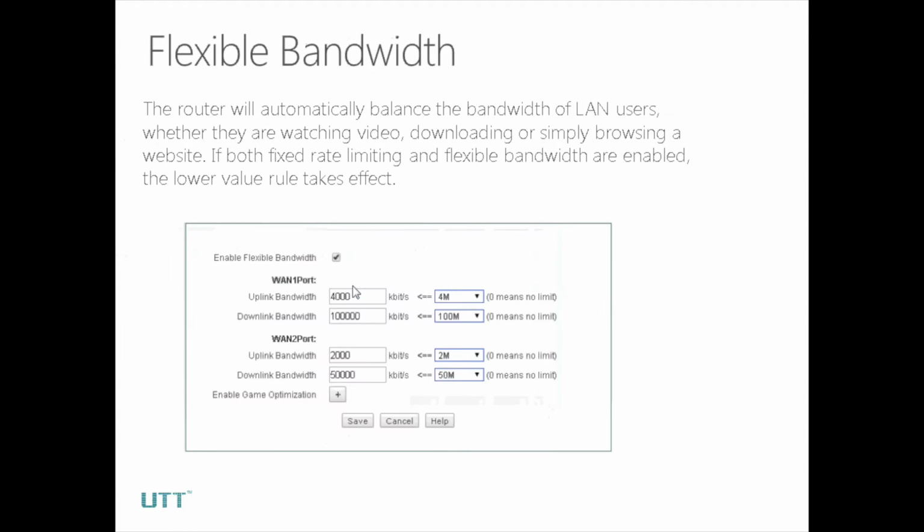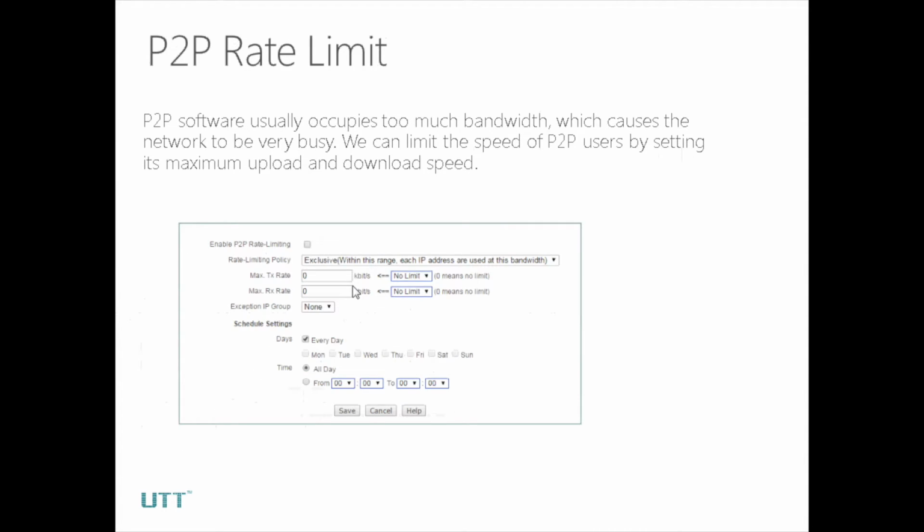Next is flexible bandwidth. The router will automatically balance the bandwidth of users, whether they are watching a video, downloading a file, or simply browsing a website. If both fixed rate limiting and flexible bandwidth are enabled at the same time, the rule with the lower value takes effect.